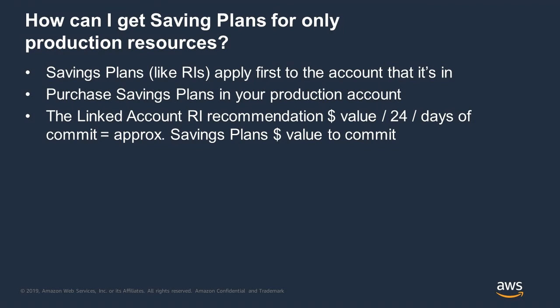From a recommendation perspective, you can always use the linked account RI recommendation, take its value, divide by 24 hours a day, and divide by the days of the commitment period, whether it be 1 year, 365 days, or 3 years, will give you the approximate savings plan value to commit to. The product team is working on linked account level recommendations, but they're yet to be released.